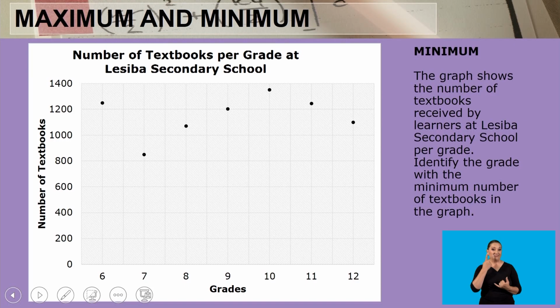And what about those textbooks that were given at Lesiba Secondary School? Can we identify the grade that received the minimum number of textbooks? Well, when we are looking here, the lowest amount of textbooks is that point over there, and we can see that that is at grade 7. So that was the minimum number of textbooks. So that is when we are looking at the minimum and the maximum points on our graph.